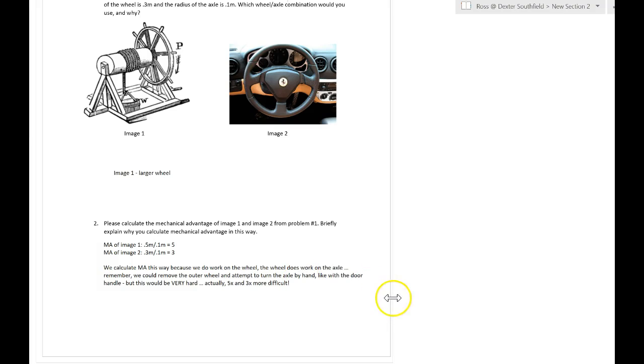So I've got a little explanation written up here, which is that we calculate mechanical advantage this way because we do work on the wheel and the wheel does work on the axle. So we're comparing the work that I do on the tool and the work the tool does on the object, being the axle.